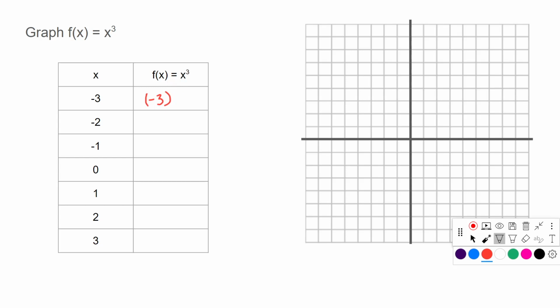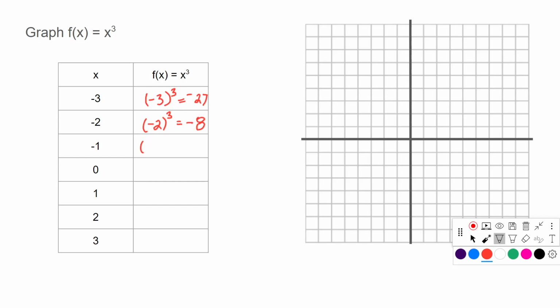Now when I take negative 3 to the third power, because I'm multiplying negative 3 an odd number of times, negative 3 times negative 3 times negative 3, my result will be negative, and it will be 27. When I take negative 2 to the third power, again, because it's an odd exponent, it will be a negative, and 2 to the third power is 8.